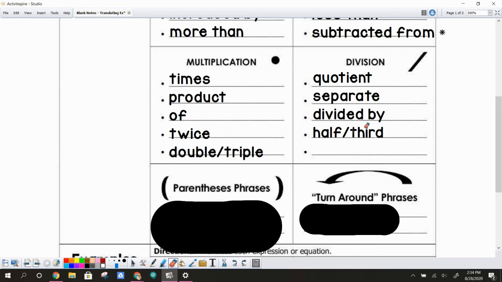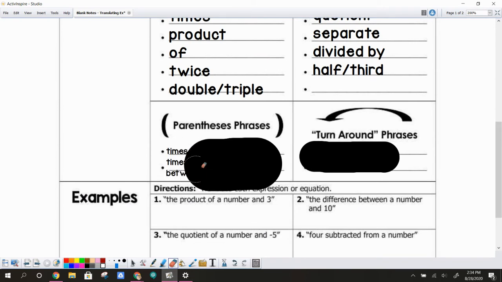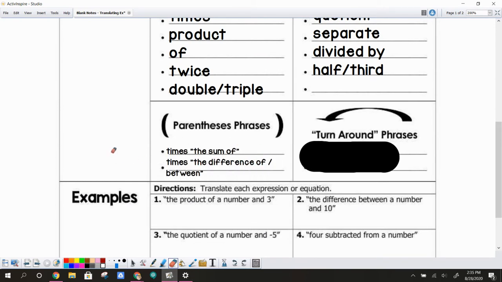Now, there are also phrases that tell you if you need to use parentheses, or if you need to turn the whole equation or expression around. The parentheses phrases would be like times the sum of, or times the difference of, the difference between. So if you're seeing something and then one of those keywords that tells you to find the sum or the difference or the quotient, that's telling you that that stuff should go in parentheses, and then the rest of the problem should go around that.